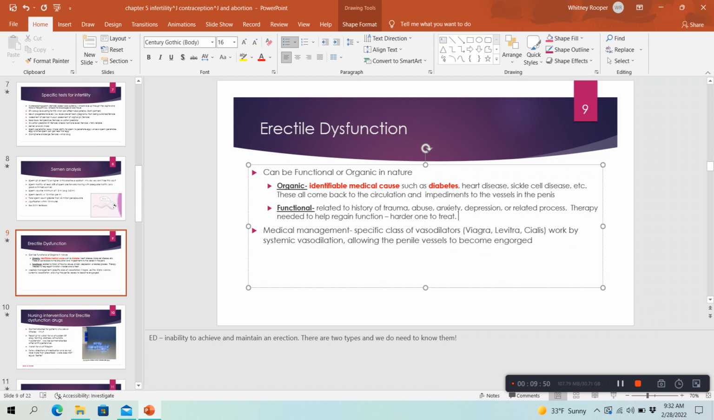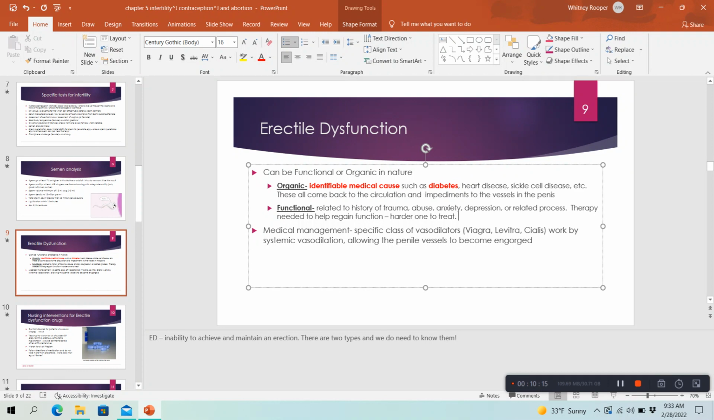You've probably all seen these commercials on TV for Viagra, Levitra, Cialis, all those drugs, and those are the brand names. I don't have the generic names here, but those are all the brand names. And what these drugs do is they cause systemic vasodilation, so therefore they help those vessels in the penis as well as other parts of the body to dilate, restoring function.